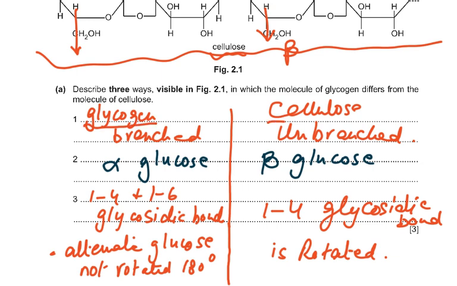Just write the heading glycogen and cellulose. And then you just draw a line in the center and you can say branched, unbranched. So this is 1 mark. This is the second mark, alpha glucose, beta glucose. Then third mark is 1,4 and 1,6, and only 1,4. So opposite, I'm writing comparing the glycogen and cellulose. Then alternate glucose is not rotated in glycogen. In cellulose, it is rotated. So you can do this. You can even write it the other way, the normal way, just in a sentence. You can do that as well.